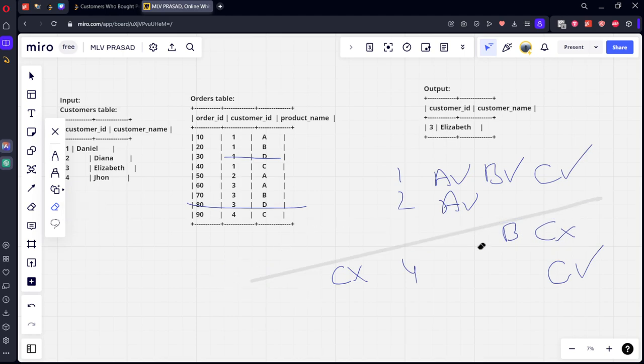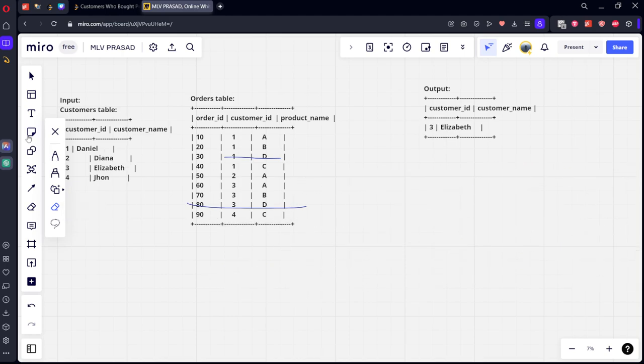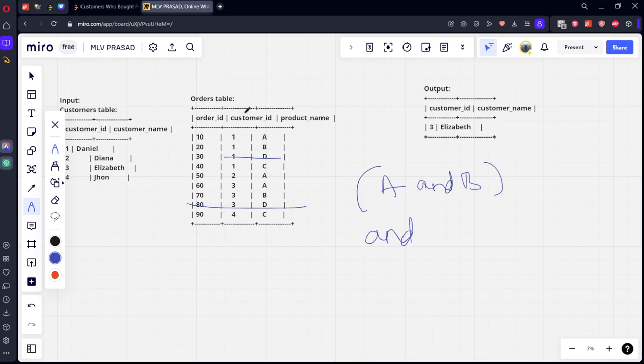So what we will check is, we will take only the product names such that they should be A. Let's select all the customer IDs which are having A. After that, keep an AND condition, all the customers who bought from B. And there should be one more condition, all the customers who have bought C, and in this C condition, you need to keep a NOT.